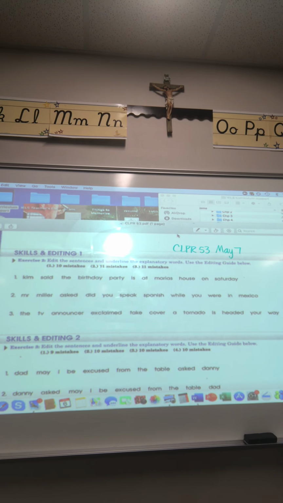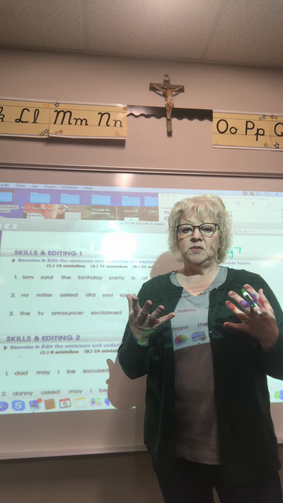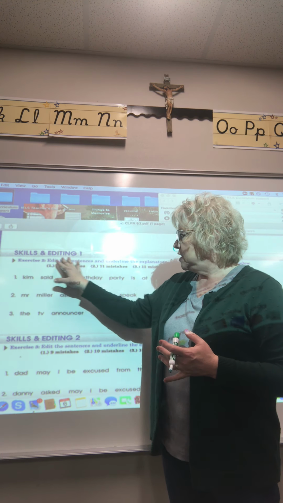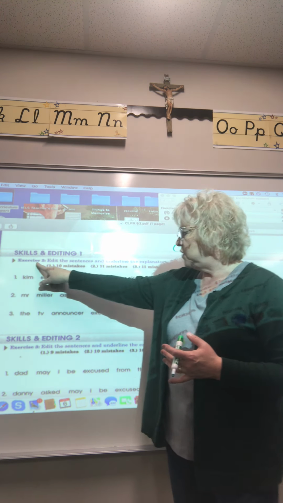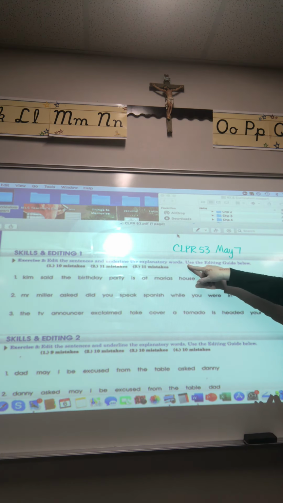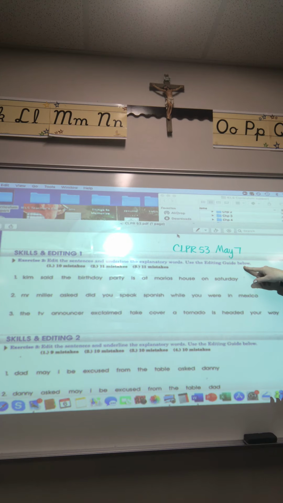Today is May 7th, and we'll be doing Classroom Practice 53 together. Again, you are going to finish the rest of the page when I get done teaching you this middle part. We'll be doing the skills and editing section. Let's read the directions together. Edit the sentences and underline the explanatory words. Use the editing guide below.